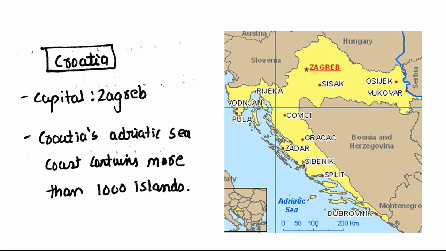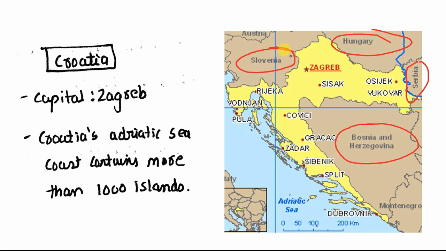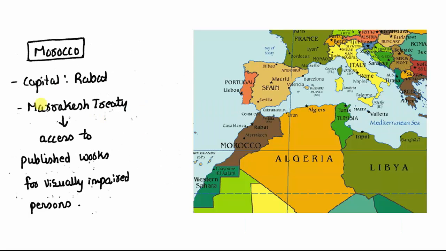Okay, we'll see the bordering countries of Croatia. It has Bosnia, Serbia, Hungary, and Slovenia. The capital is Zagreb. Here you see there are thousands of islands, and it has the Adriatic Sea in its south. So please remember this.